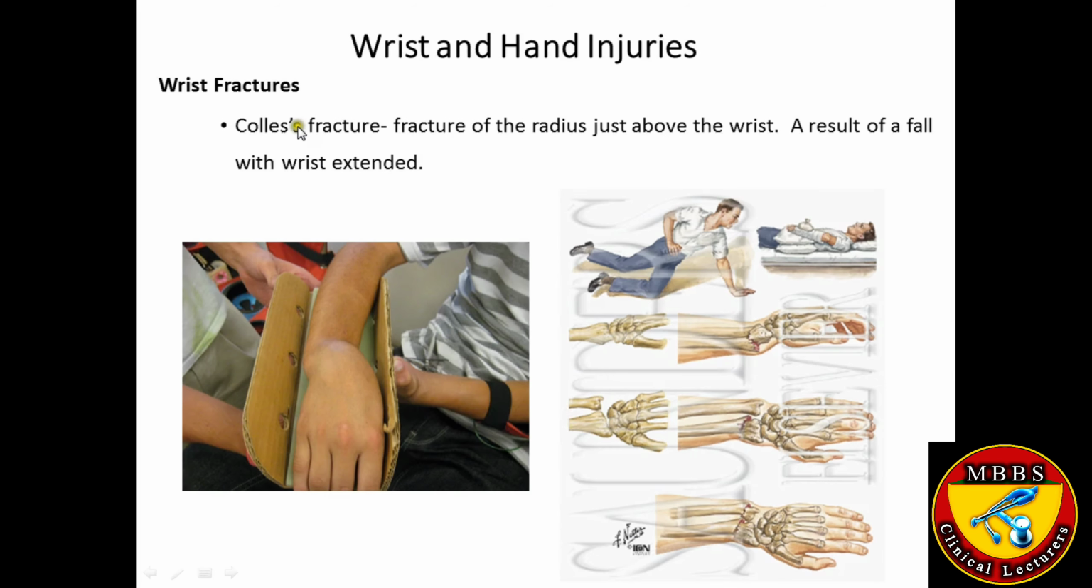Now, the wrist fracture, which is more common in old age, occurs when a person falls down on an outstretched hand. As a result, the wrist becomes extended and applies pressure at the lower end of the radius as well as the ulna. You can see over here the radius and the ulna, both get fractured.